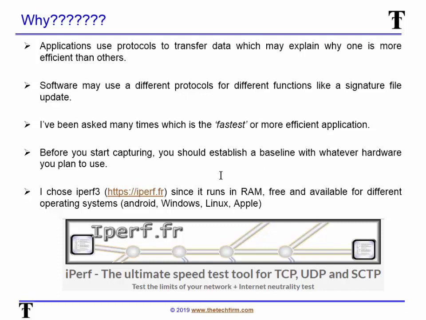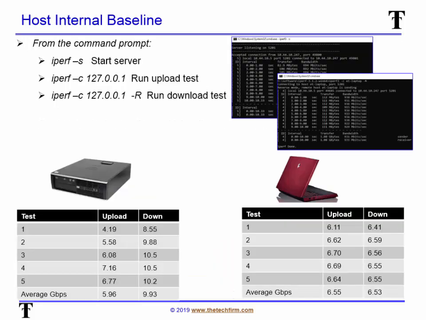So before you start capturing, you have to establish a baseline with whatever hardware you plan to use. So I chose Iperf3 for a bunch of reasons. Number one, it runs in RAM. Of course, it's free, which everybody likes. It's available for different operating systems, which is really the biggest reason, to be honest with you. So I can run Iperf3 on Windows, Linux, Apple, Android, all that kind of stuff. And the URL's there. You can just Google it and go get it yourself. I didn't put it in there, but I also like the fact that it's portable. It's a portable app. You can just put it on a USB stick, shove it in your machine, and off you go to the races.